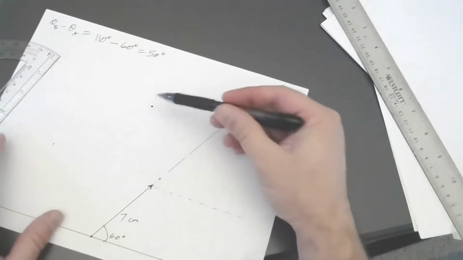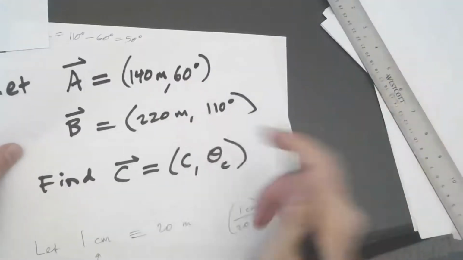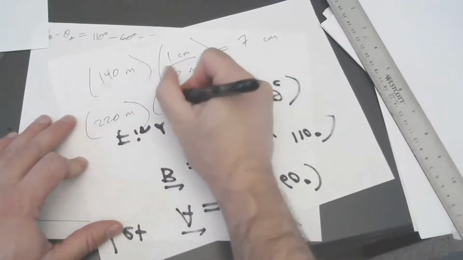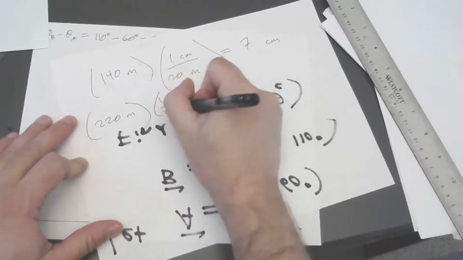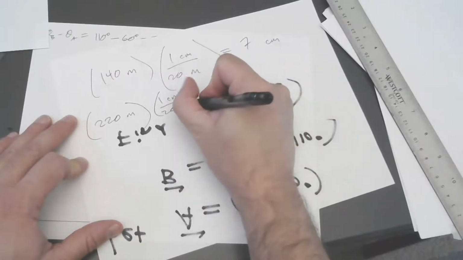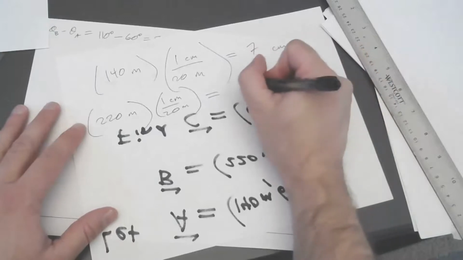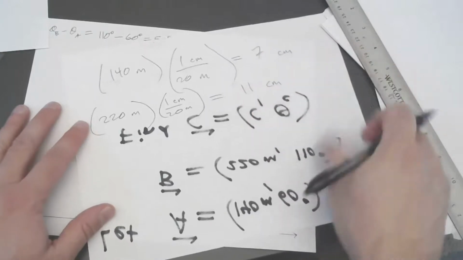And this vector needs to have the length we've specified. So for vector B, I chose 220 meters. Okay, well, 220 meters times our conversion factor. I'm using 1 centimeter to represent 20 meters. The zeros cancel. What is that, 11? 22 divided by 2? 11 centimeters.